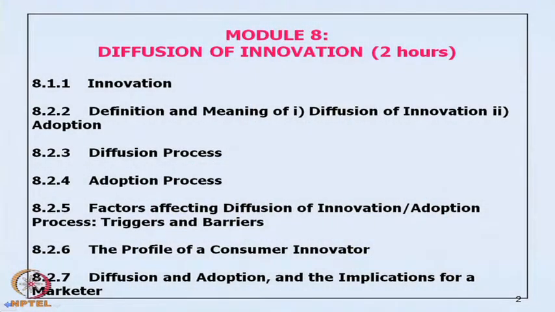In this particular module, we will be talking about innovation, the definition and meaning of diffusion of innovation and adoption. We shall be discussing the diffusion process, the adoption process, and the various factors affecting the diffusion of innovation process and the adoption process. We will be talking in terms of the triggers and the barriers to the diffusion process or to the adoption process. We will be discussing the profile of an innovator, and finally we will be rounding it up with discussing the relevance of diffusion of innovation and adoption for a marketer.